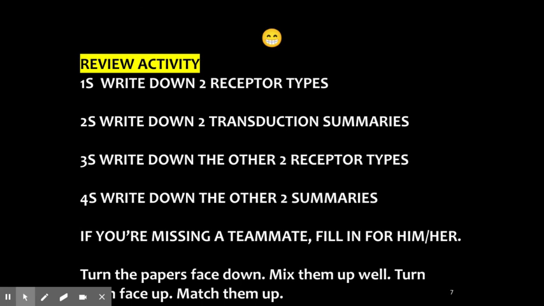Obviously, working at home, you don't have a team to work with, but what you could do is just gather up some scrap papers and first just write down two receptor types, and then any two transduction summaries, and then write down the two other receptor types and the other two summaries. And then turn the papers face down, mix them up real well, turn them back face up, and just work on matching them up. And match them as many times as you need to until you can do it without even looking.